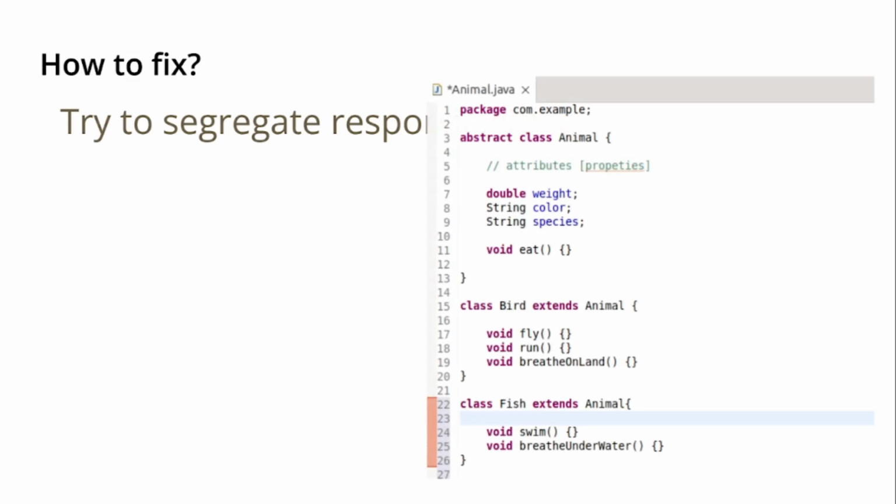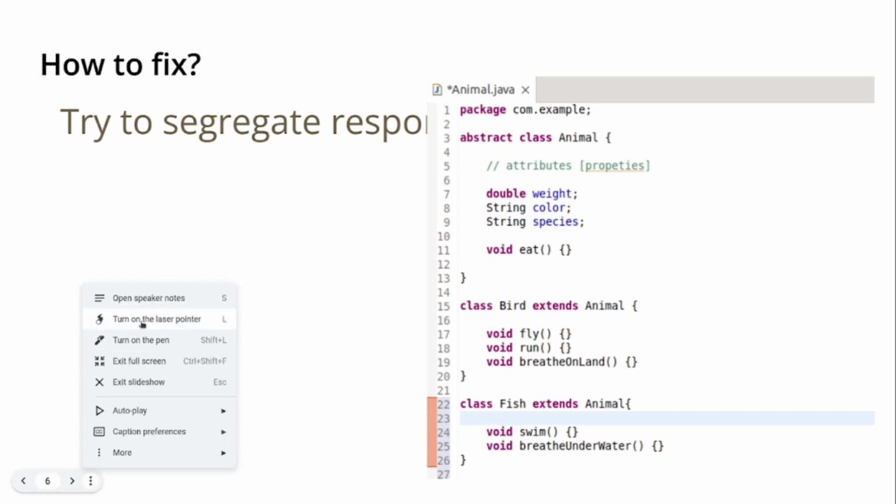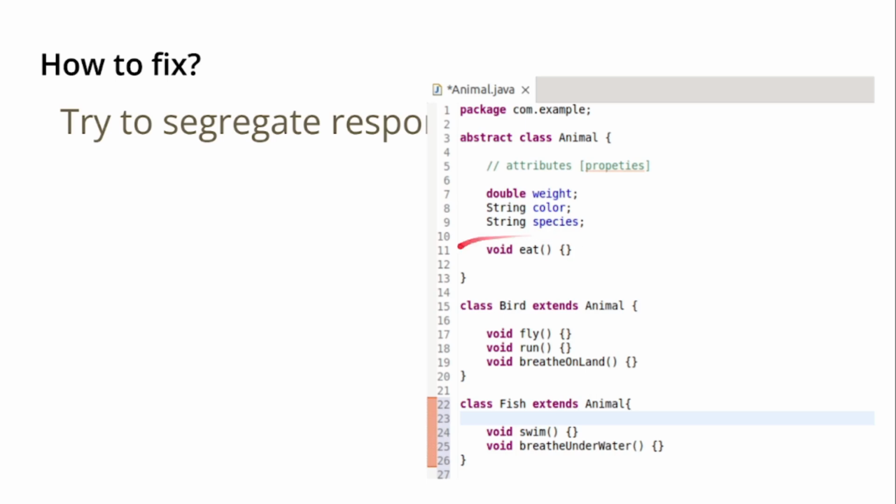Here, we have created the Animal class and made it an abstract class, and we have given it only the eat responsibility, assuming every animal must eat. So now the Animal class has only the eat responsibility, and all else is removed from it.